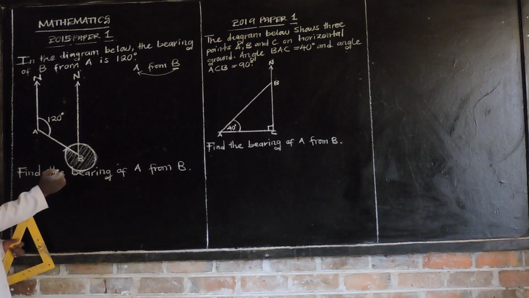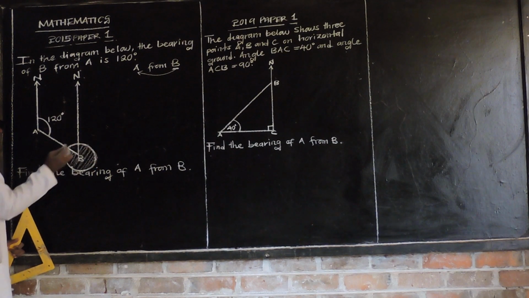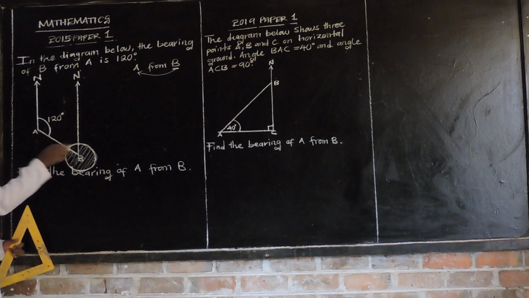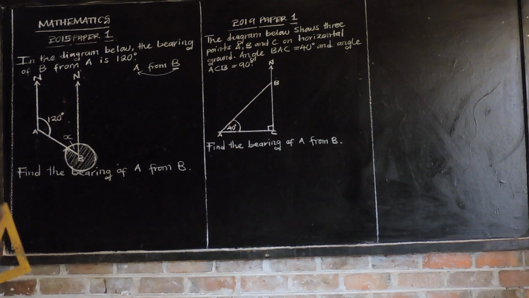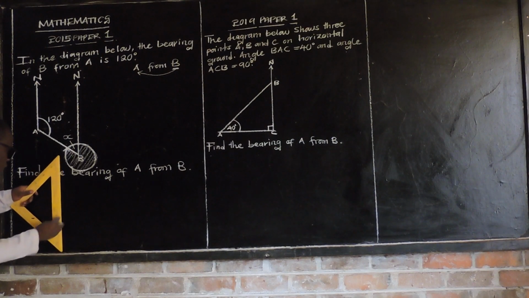For us to know the bearing, first we need to know this unshaded part, this angle. Since we don't know it, we can just put any letter, let's say this is X. We don't know this angle, so let us find X. Now for us to find X, we are going to use this property, which I've been emphasizing.